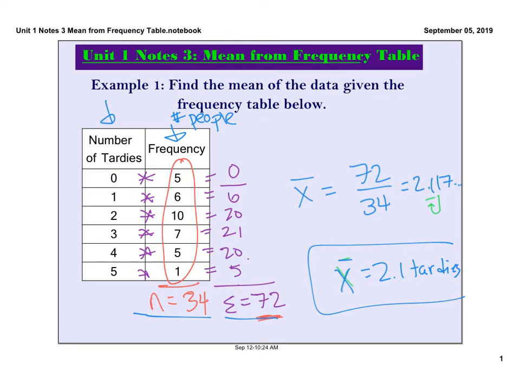Now, this frequency table is kind of simple in the fact that each category was only one value. So all of the categories that we had here, there was only one value in each of these. You know, our mean was 2.1, which was somewhere kind of in the middle here. And that 10 is what drew our mean closer to the 2, okay?